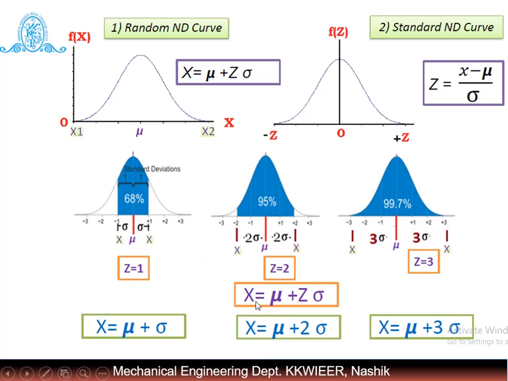So x has to be calculated. x is equal to mu plus z sigma. So x is equal to mu plus sigma can be calculated. If it is 2 sigma, then mu plus 2 sigma. So x is equal to mu plus 3 sigma when the 3 sigma limit is to be calculated.